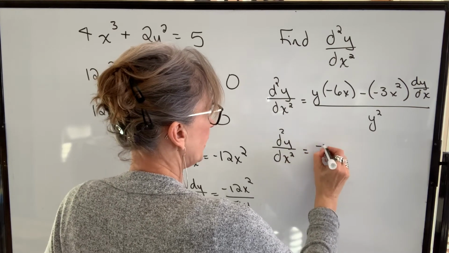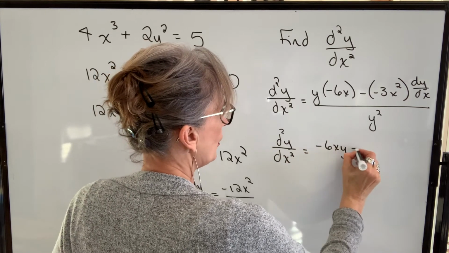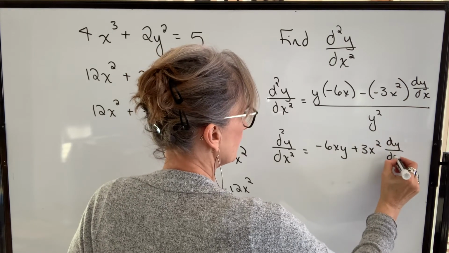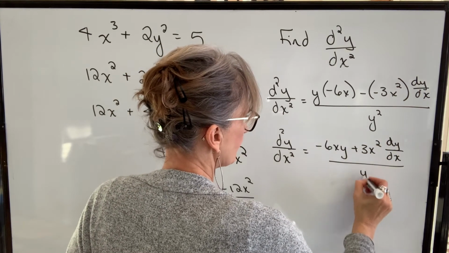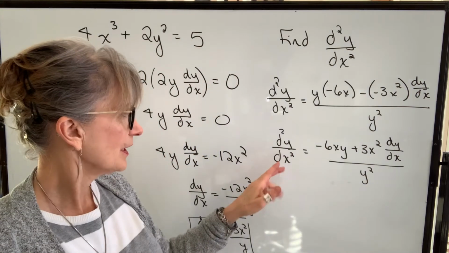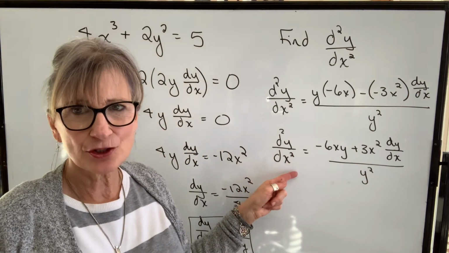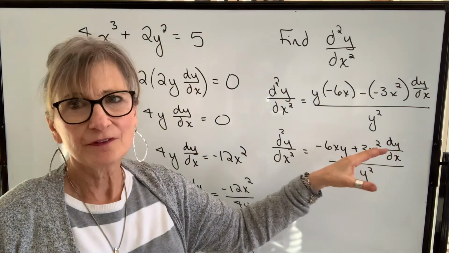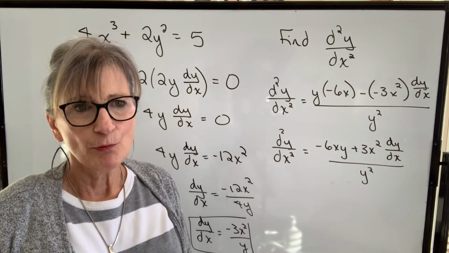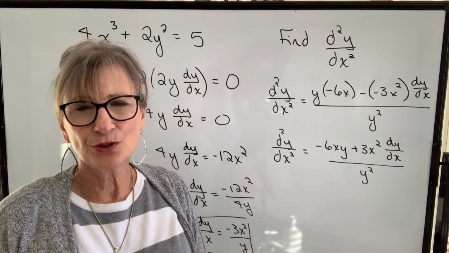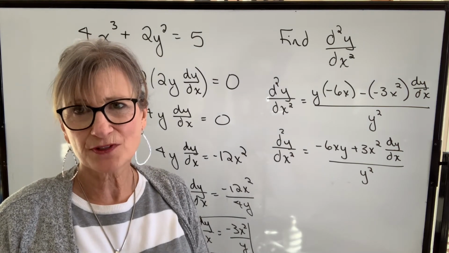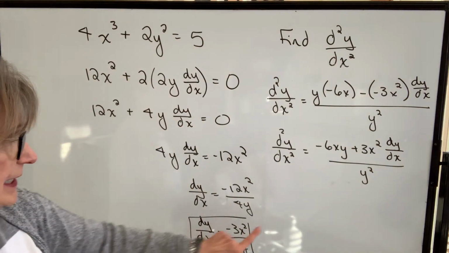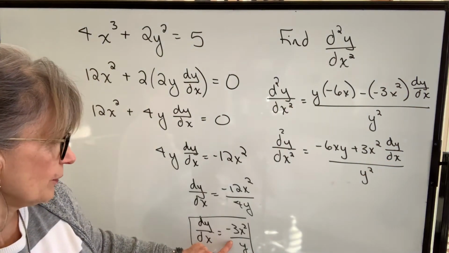So that will equal negative 6xy plus 3x squared dy dx over y squared. So we found the second derivative. However, we have a first derivative in our answer. And when you're asked to find these higher derivatives, you just want to express it in terms of the variables, not other derivatives. So we're going to replace dy dx with negative 3x squared over y.